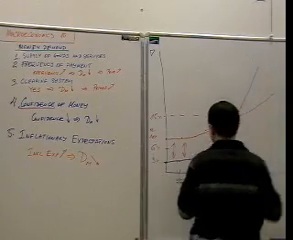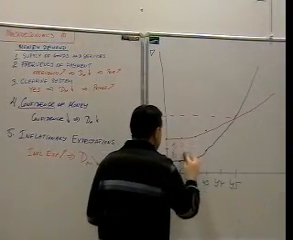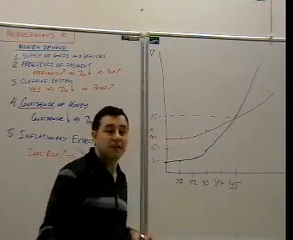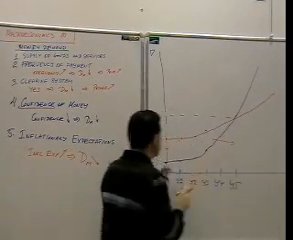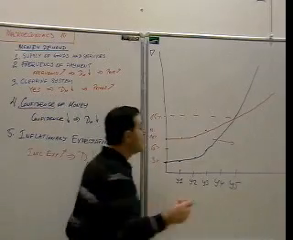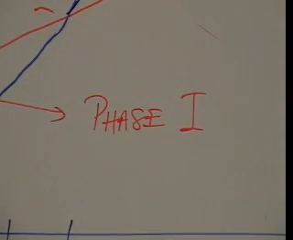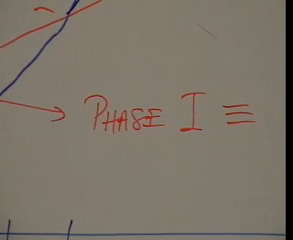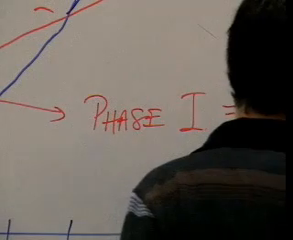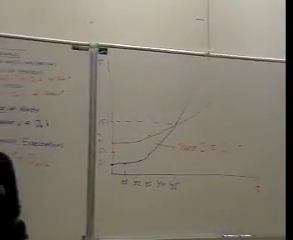So let's draw this and provide a few definitions. First of all, remember, the first phase, where prices rise slower than money supply, we call phase one. Phase one is characterized by definition by rising money demand. So demand for money is rising, or positive, okay? Demand for money is increasing.